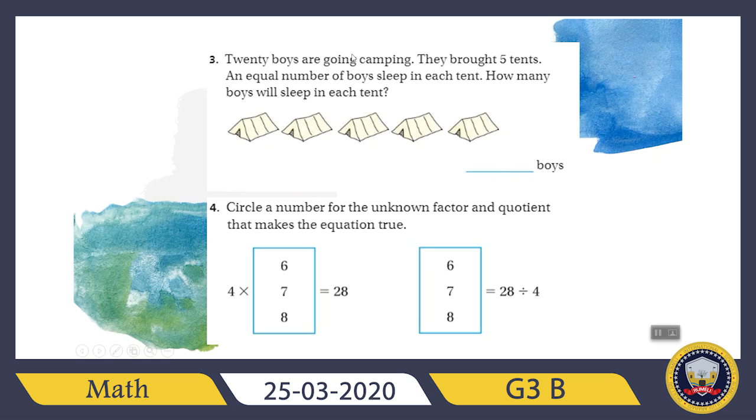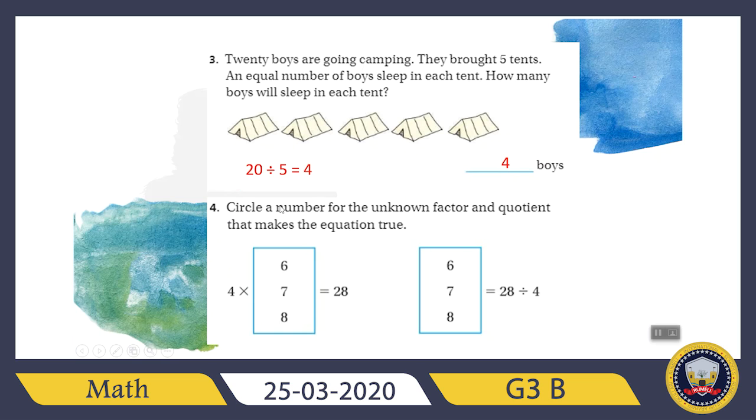20 boys are going camping. They brought 5 tents. 20 boys and 5 tents. An equal number of boys sleep in each tent. How many boys will sleep in each tent? Well, 20 boys, 5 tents. That's easy. We just divide 20 by 5. And the answer is 4. So in each tent, there will be 4 boys.